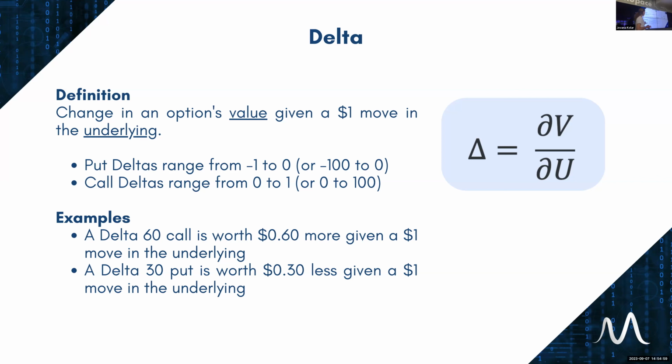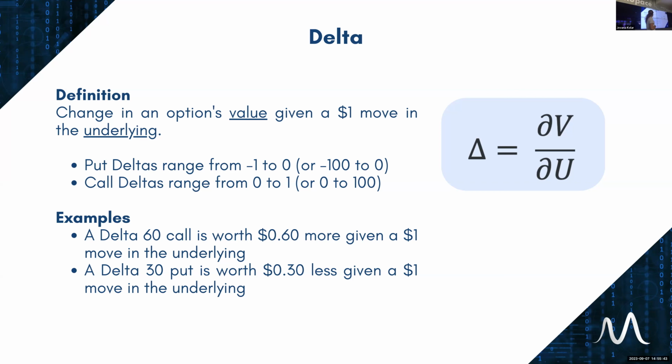So for example, a delta 60 call. Just some terminology: when you say delta 60, it actually means that the derivative is 0.6, not 60. You just multiply by 100. We'll see why later. For the delta 60 call, as the underlying moves up $1, you would pay 60 cents more for this option. Call options have positive deltas because, as a call, you want the underlying to go up. So as the underlying moves up, you would pay more and more for this option, and the delta tells you exactly how much more you would pay.